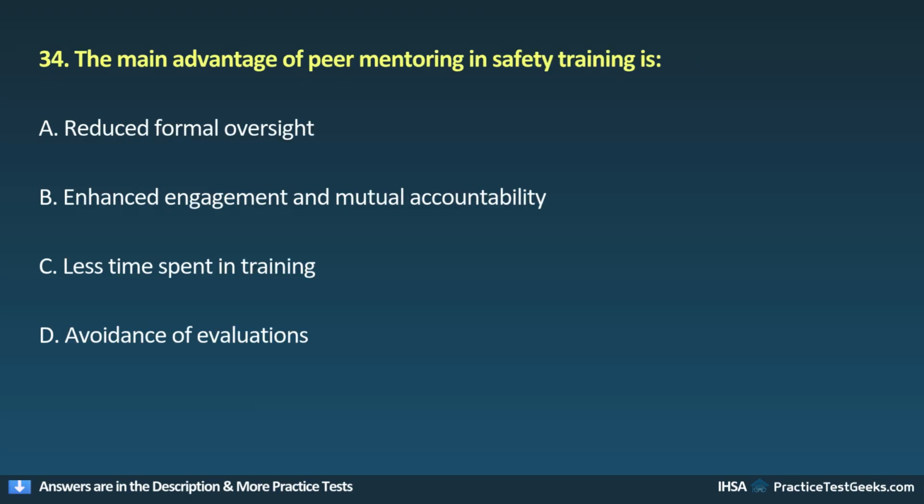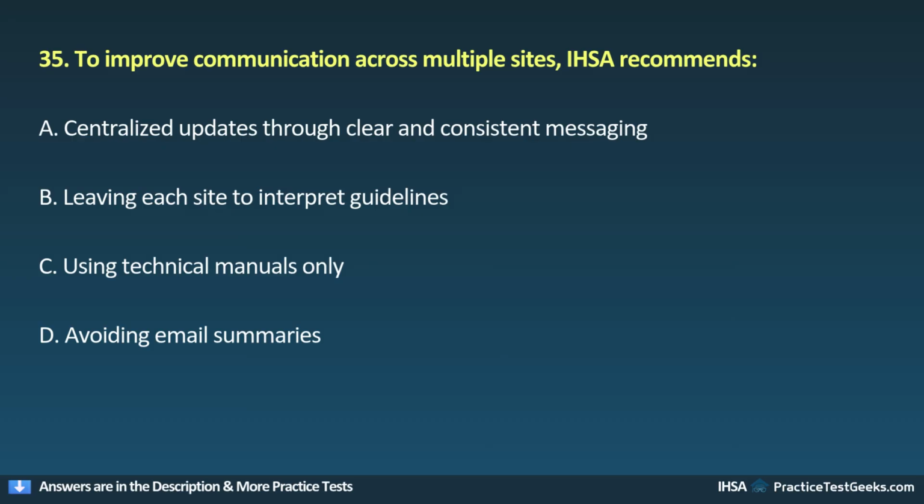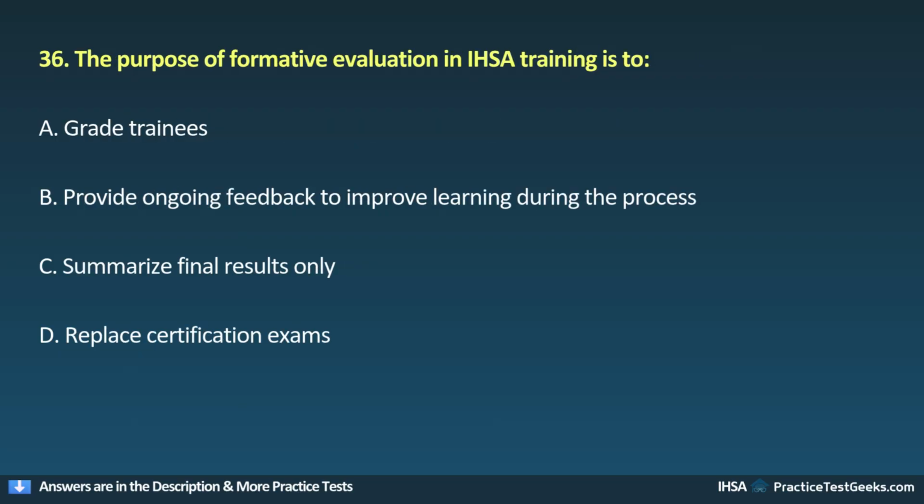34. The main advantage of peer mentoring and safety training is A. Reduced formal oversight. B. Enhanced engagement and mutual accountability. C. Less time spent in training. D. Avoidance of evaluations. 35. To improve communication across multiple sites, IHSA recommends A. Centralized updates through clear and consistent messaging. B. Leaving each site to interpret guidelines. C. Using technical manuals only. D. Avoiding email summaries.